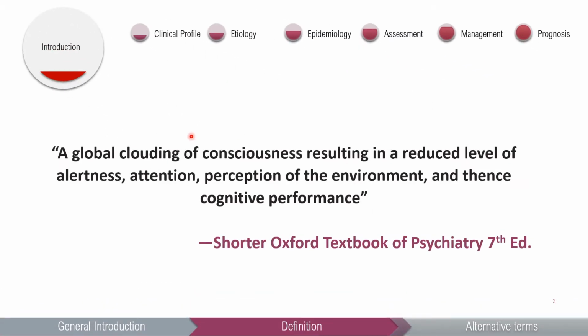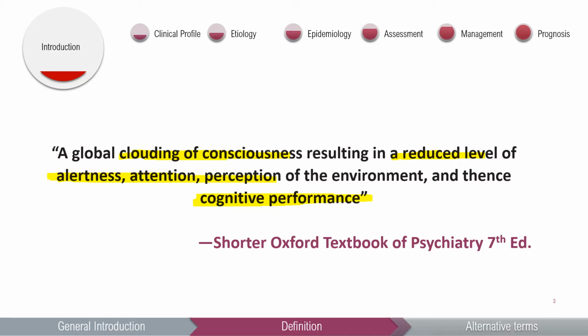Here is the definition of delirium from the Short Oxford Textbook of Psychiatry. It says, delirium is a global impairment of consciousness that results in a reduced level of alertness, attention, perception of the environment, and then cognitive performance. There are several terms used in this definition that can make it difficult to comprehend at first. It begins with the clouding of consciousness that they say results in reduced attention, alertness, perception. These are the cognitive, or let's put it simply, mental abilities. So the overall mental abilities or the cognitive performance is reduced.